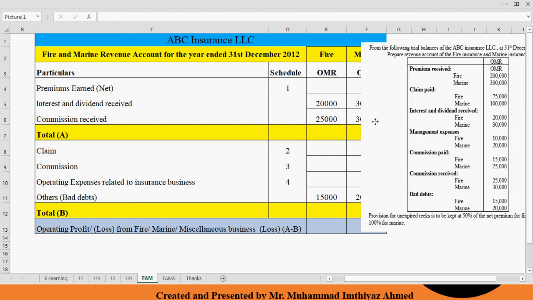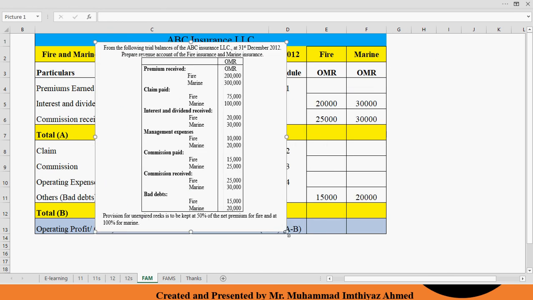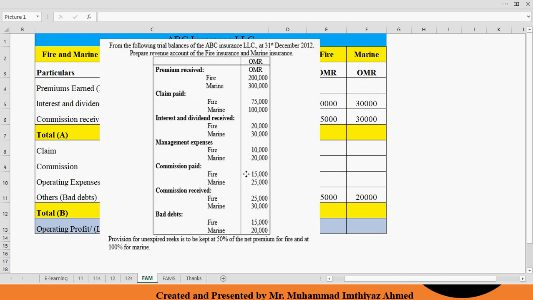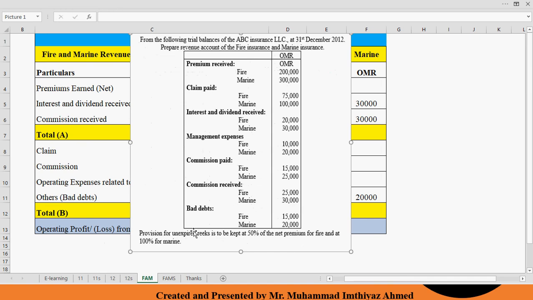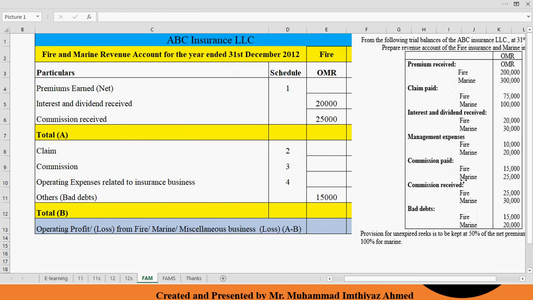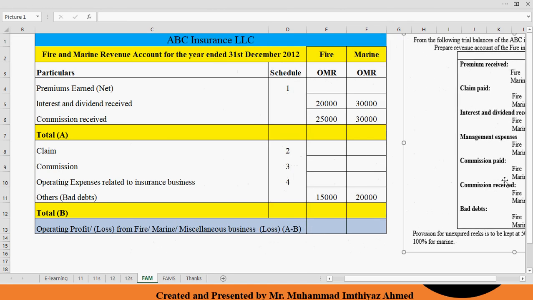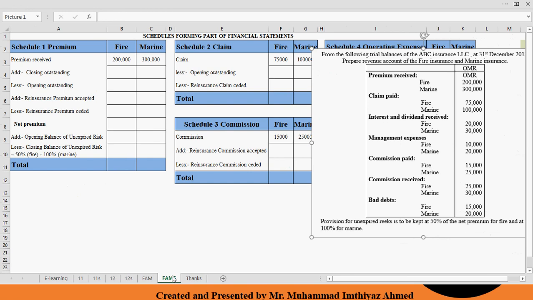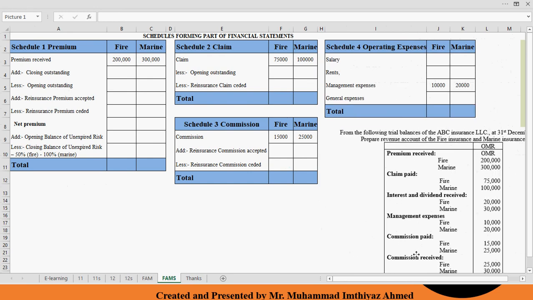So we have concluded by entering all the items. And the item we have not entered is provision to be maintained, 50% in the case of fire and 100% in the case of marine. So this is what we have to enter. As I told you, this will be given in the question or will not be given. It is your duty to maintain 50% in the case of fire and 100% in the case of marine. So I hope the problem is over.